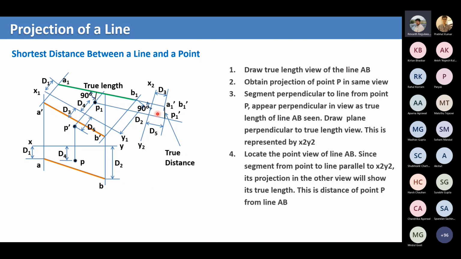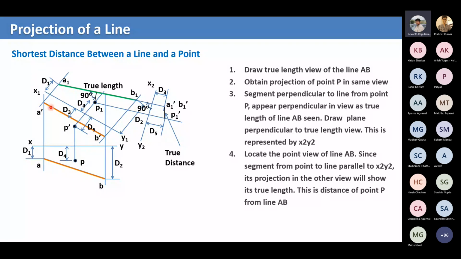So let us see how we proceed now. There are projections A1, A dash, B dash, and AB. This is the top view, this is the front view. Now we start taking the auxiliary planes. Initially you start with one auxiliary plane x1, y1. Now you project from A dash and B dash, and you take D1 and D2, and now you join these two points to get the true length of AB. Now you got the true length A1, B1.